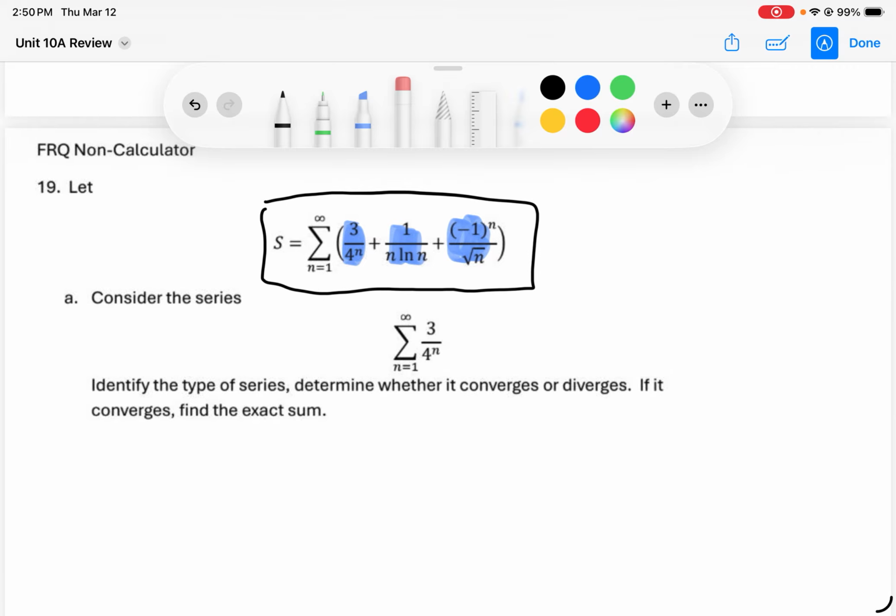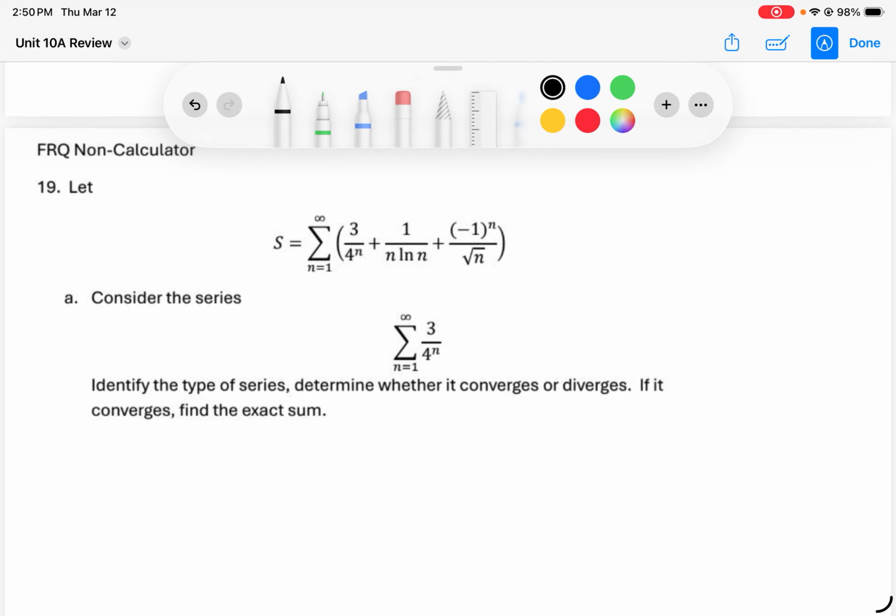Part A of the FRQ says, just consider the first series. Identify the type of series, determine if it converges or diverges, and if the series converges, find the exact sum. So the question itself kind of gives you a hint. Anytime it asks you to find the exact sum, that only works for geometric series. So, okay, I see that this is going to be geometric.